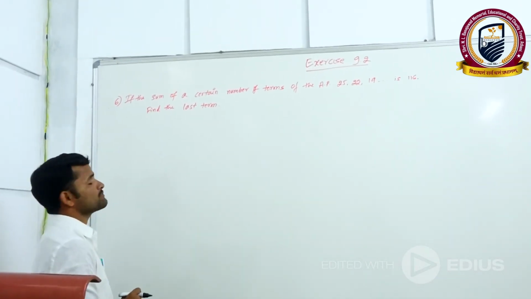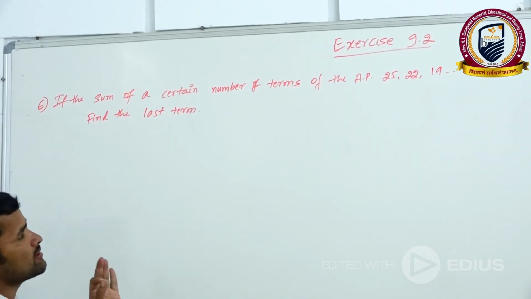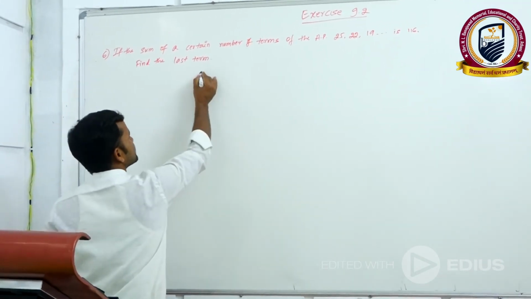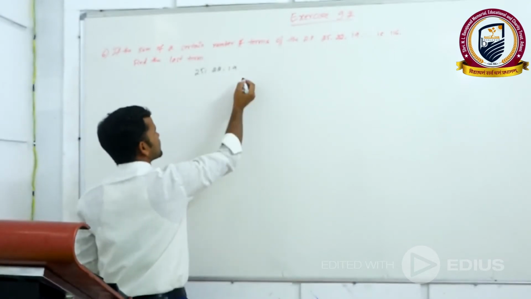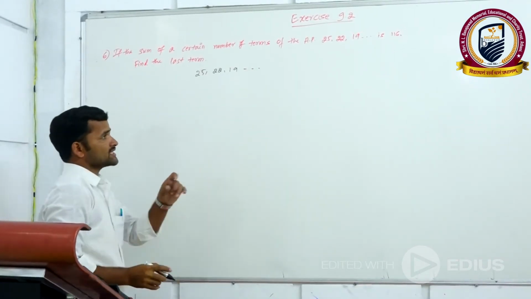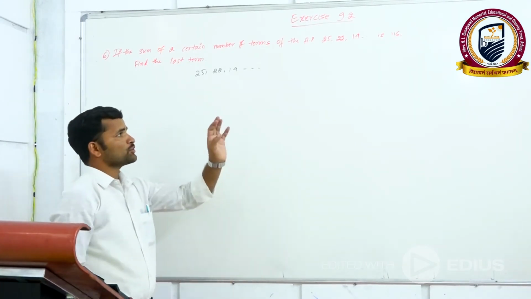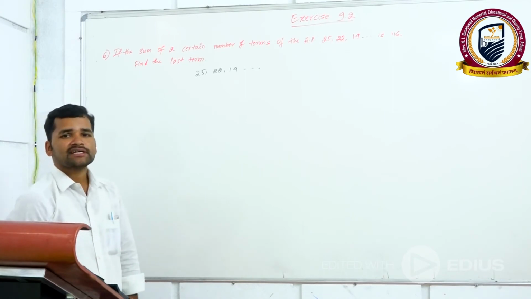Exercise 9.2, problem number 6 we are going to solve now. If the sum of a certain number of terms of an AP, that is 25, 22, 19 and so on, is 116, then find the last term.